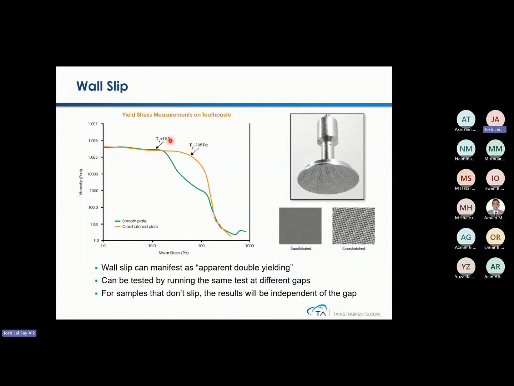For samples that will slip, like this toothpaste, when I want to measure the yield stress of my sample, normally yield stress is only a single drop. It will not have a first drop and then another drop. So this is a sign of wall slippage. That's where you need to change to roughened surface geometries, to have this single crosshatch plate.